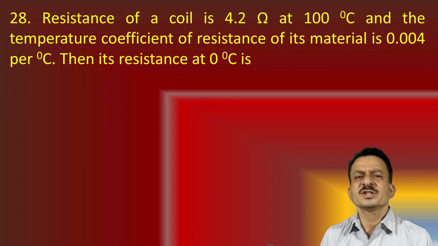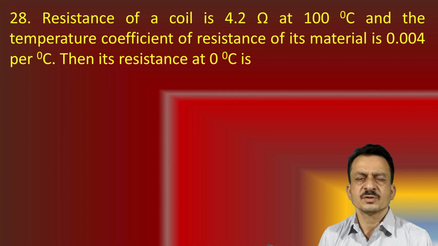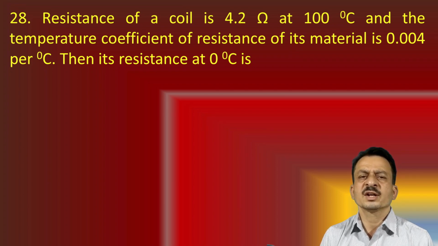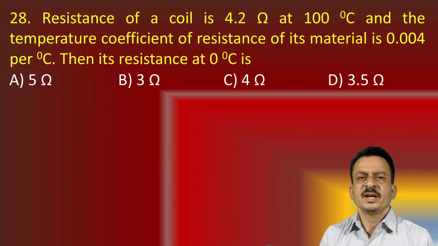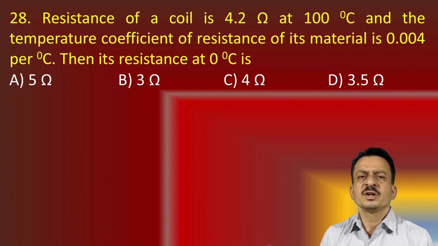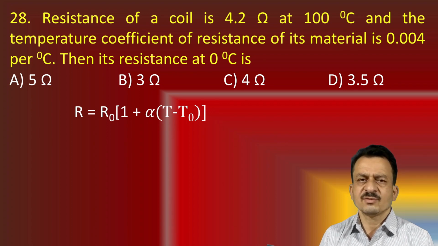Next problem. The resistance of a cell is 4.2 ohm at 100 degrees Celsius and the temperature coefficient of resistance of the material is 0.004 per degree Celsius. Then its resistance at 0 degree Celsius is? Now we have to calculate the resistance at 0 degree Celsius. Options: A 5 ohm, B 3 ohm, C 4 ohm, and D 3.5 ohm. Now make use of the resistance at a temperature T. So R is equal to R naught into (1 plus alpha into (T minus T naught)), that is the formula.